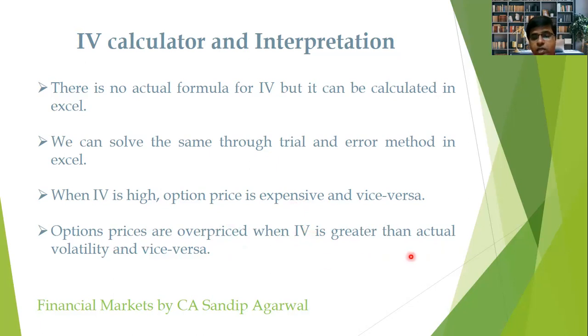There will also be a term named VRP, which is basically volatility risk premium. So: implied volatility, IV, actual volatility, and VRP, which is volatility risk premium. We will discuss these three concepts in great detail with the help of examples in the next two videos as well.